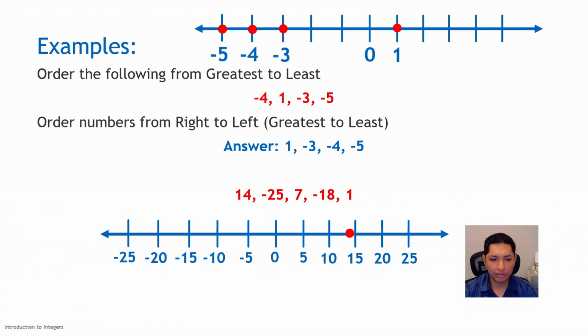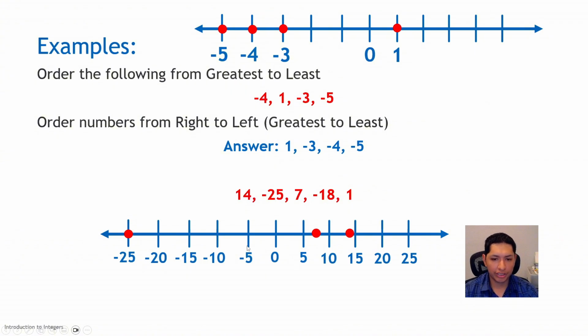-25 means to the left of 0 and 25 spaces. In this case, -25 does fall on a notch, so that is very easy to plot, and it is directly on that intersection. Next is 7, similar to 14. It is a positive number, so to the right of 0, and it is somewhere between the values of 5 and 10. 7 is about one of the numbers in the middle of 5 and 10, a little bit more to the right, and it would be plotted here.